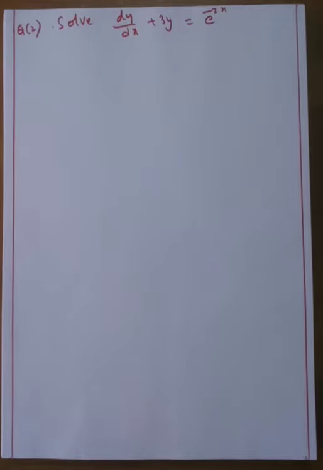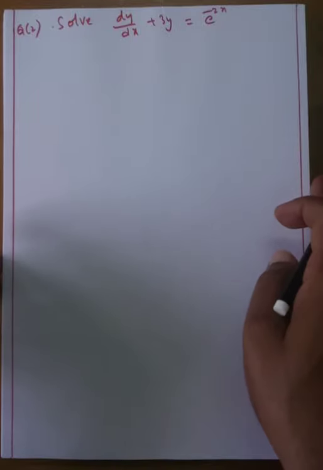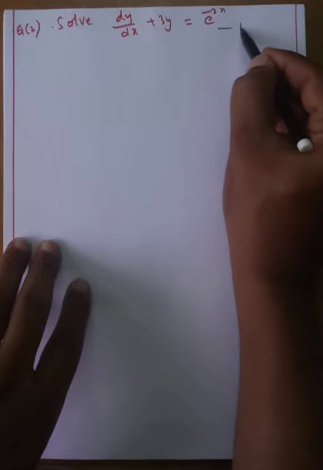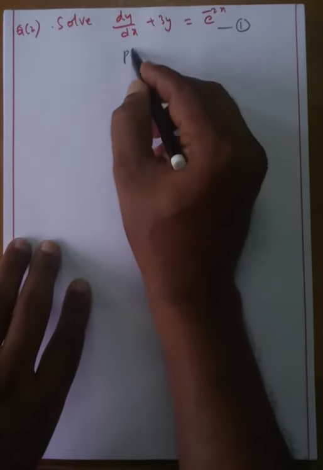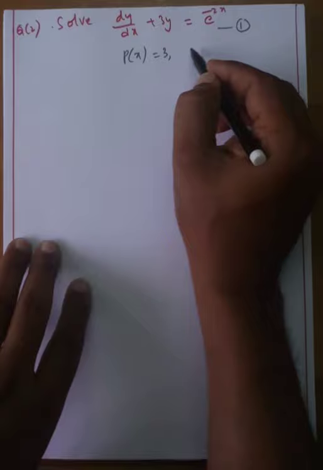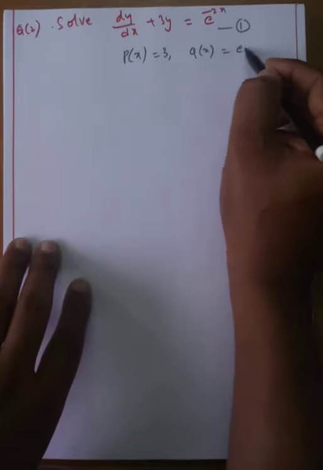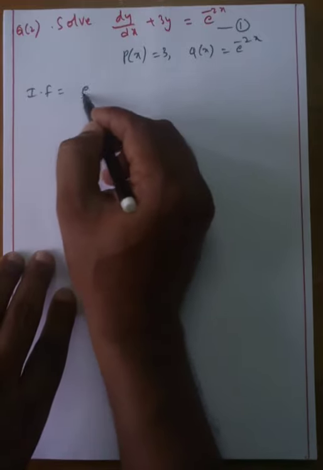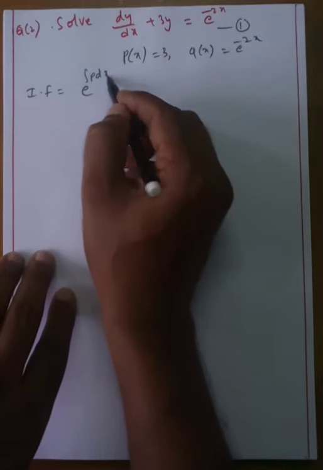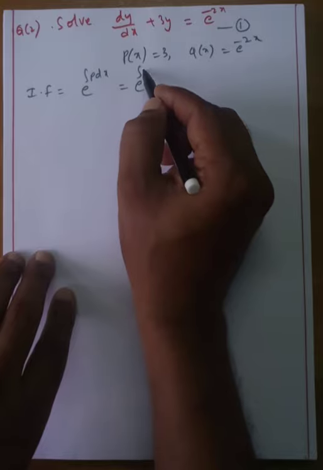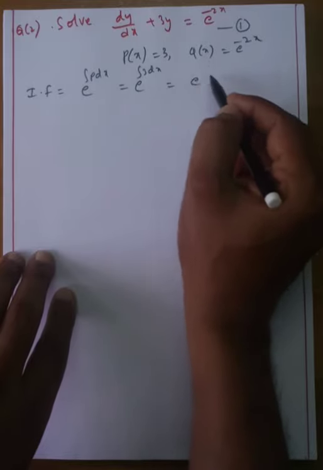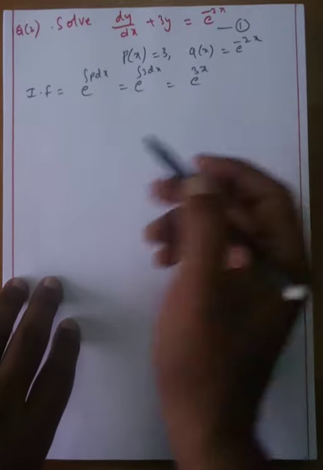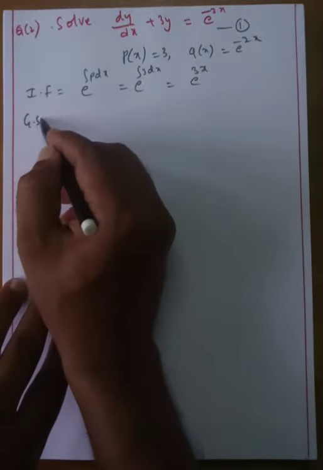dy by dx plus 3y is equal to e power minus 2x. Okay my dear students, now here directly you write, this is equation number 1. Here p of x value is constant, and q of x is equal to e power minus 2x. Now you will find the integrating factor. Integrating factor is equal to e power integral of p dx, that is e power integral of 3 dx. 3 is constant, so the integral of dx means 3x. Now the general solution of 1. What happened, my dear friends?